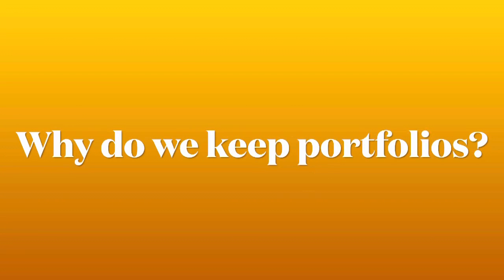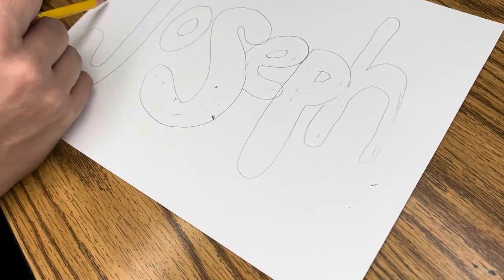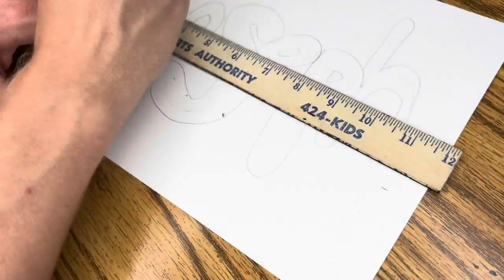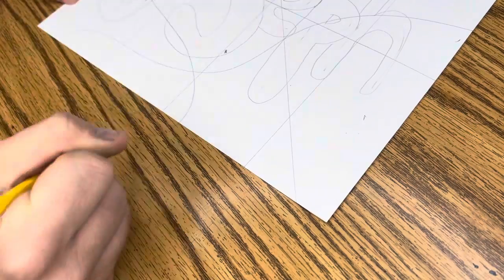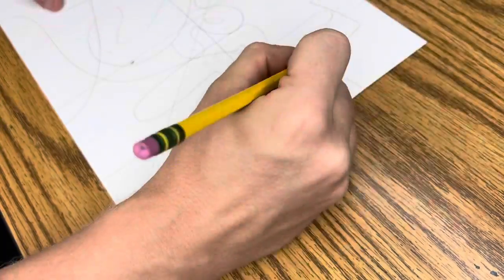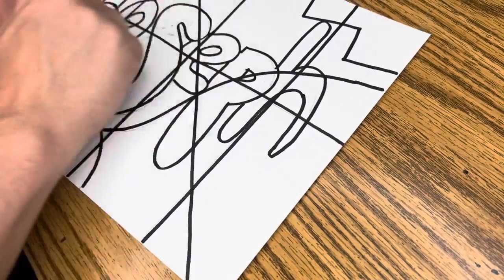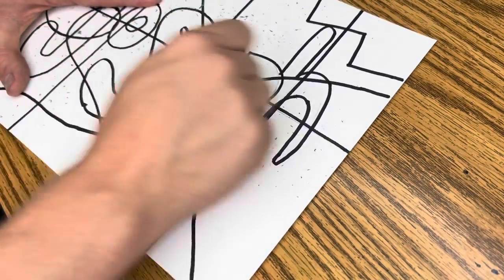Today's question is, why do we keep portfolios? The last time we were here, we drew our name in bubble letters, we crossed it out, and then added a couple of vertical lines, and then we went over our lines with Sharpie. This is going to be for our original works project.